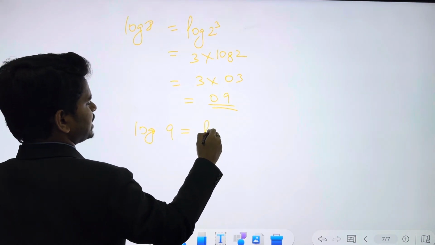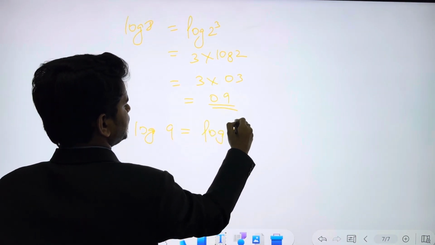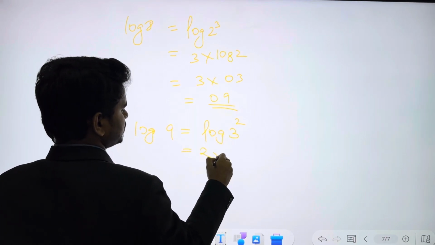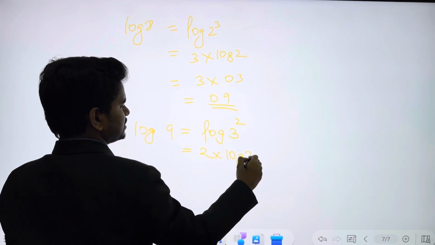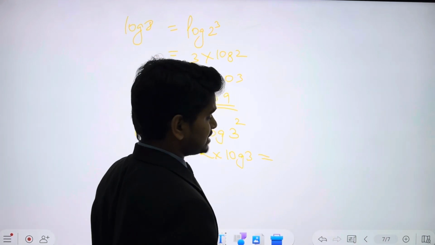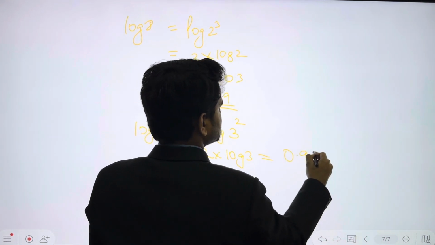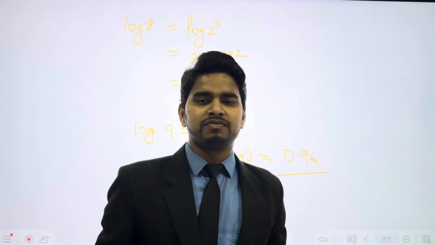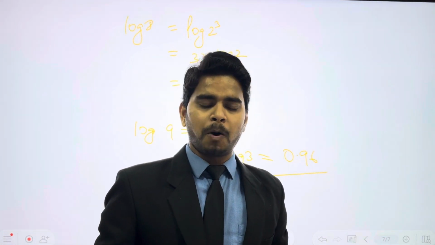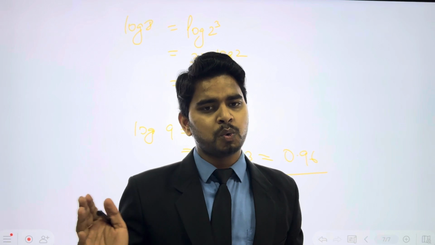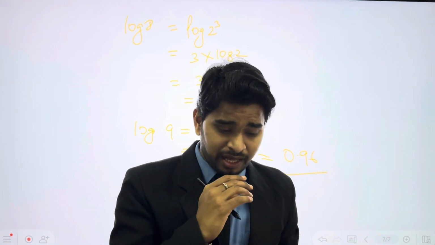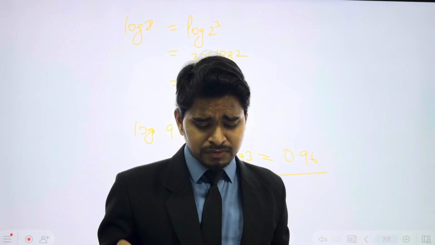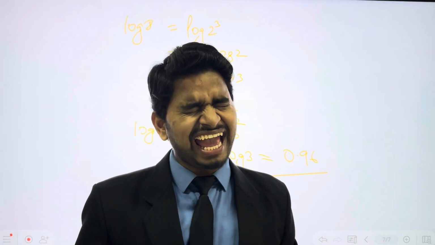Log 9 is log 3 squared, or 2 into log 3. So 2 into log 3, and that is 2 into 0.48, which comes to 0.96. So guys, here we just found out the values of all the numbers between 0 to 10. This is going to be used to find out the values of any log.